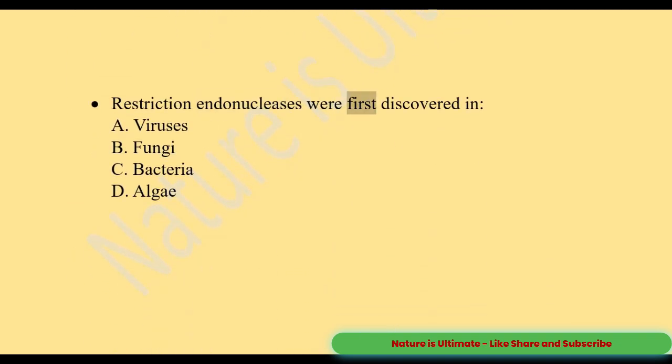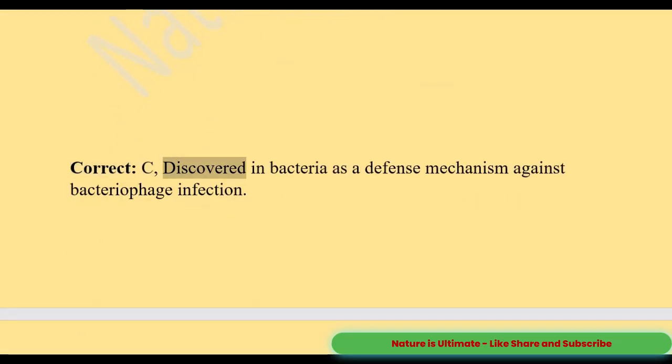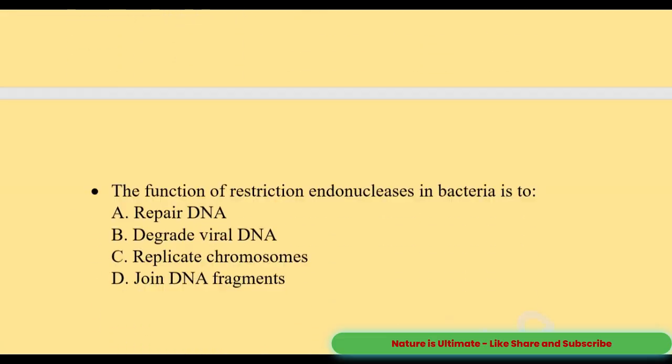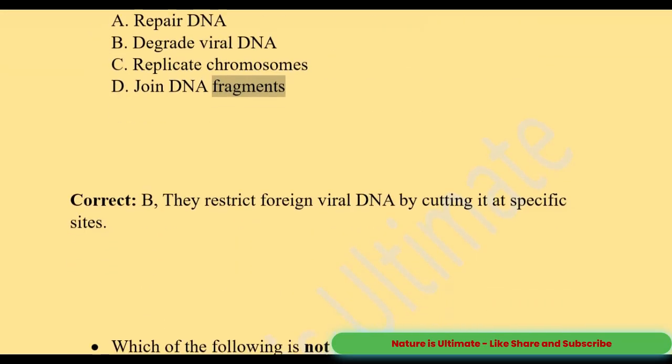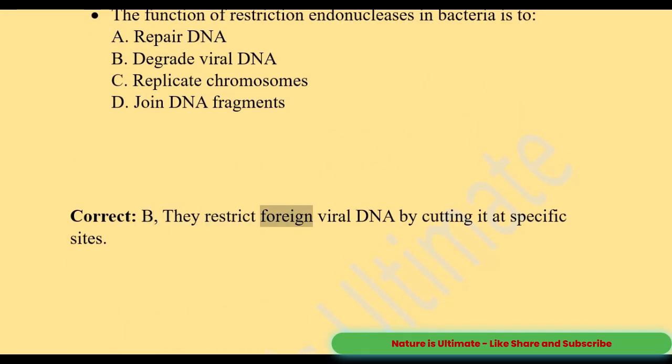Restriction endonucleases were first discovered in: A. Viruses. B. Fungi. C. Bacteria. D. Algae. Correct: C. Discovered in bacteria as a defense mechanism against bacteriophage infection. The function of restriction endonucleases in bacteria is to: A. Repair DNA. B. Degrade viral DNA. C. Replicate chromosomes. D. Join DNA fragments. Correct: B. They restrict foreign viral DNA by cutting it at specific sites.